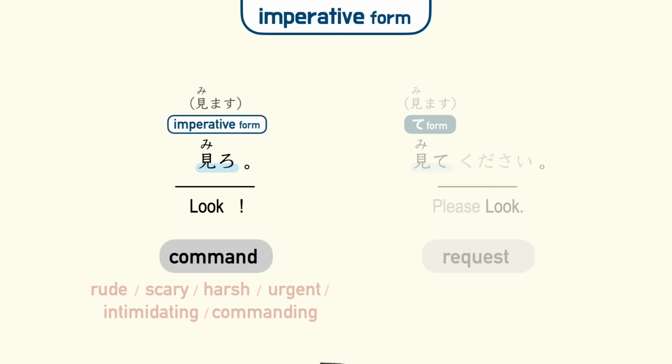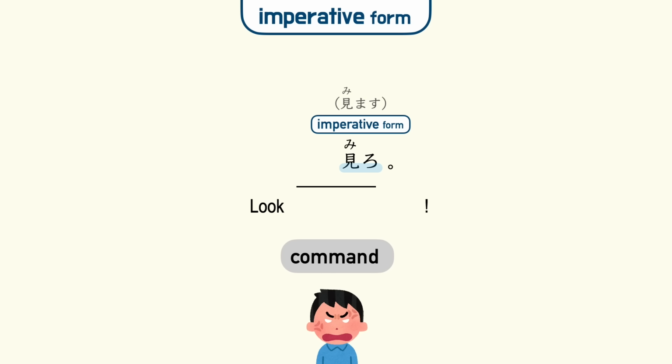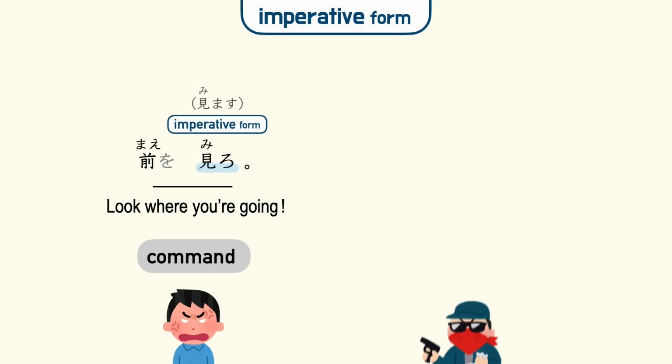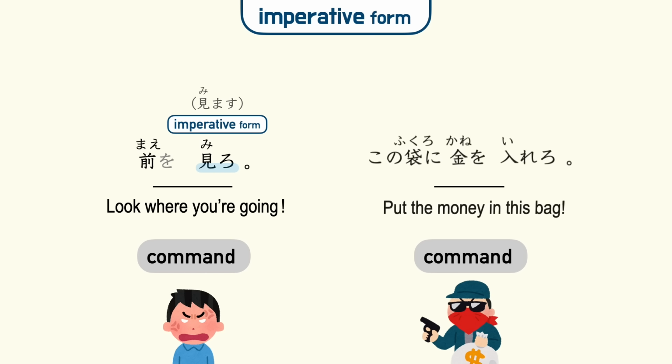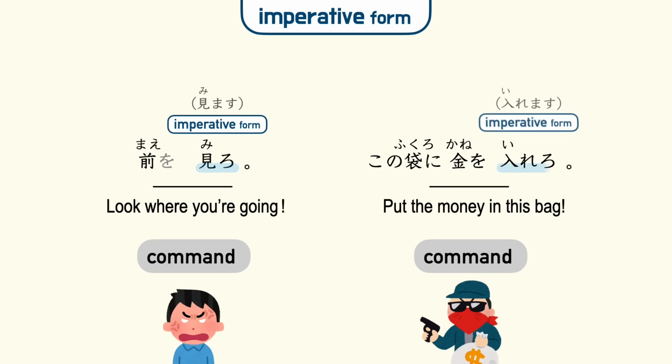For example, when someone is angry, they might say something like, 前見ろ, look where you're going. 前見ろ. Or someone trying to rob a bank might say, この袋に金を入れろ, put the money in this bag. この袋に金を入れろ.